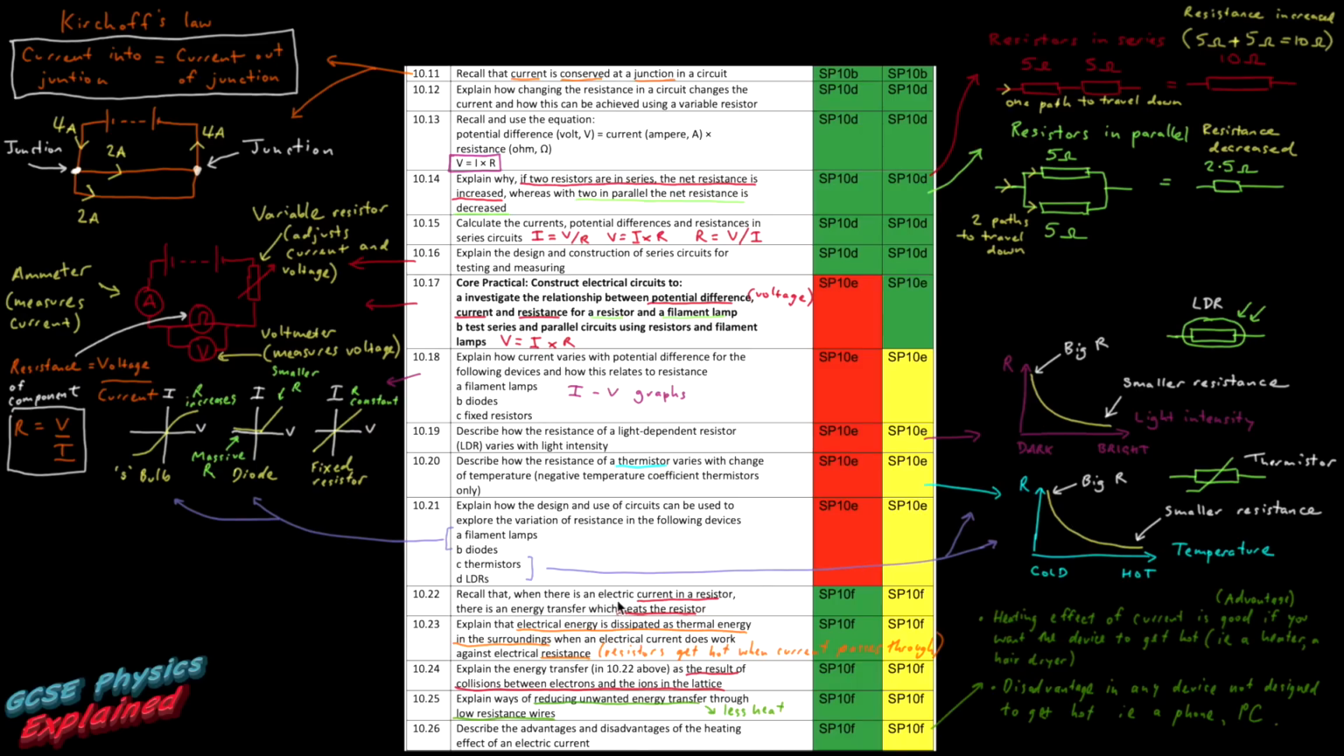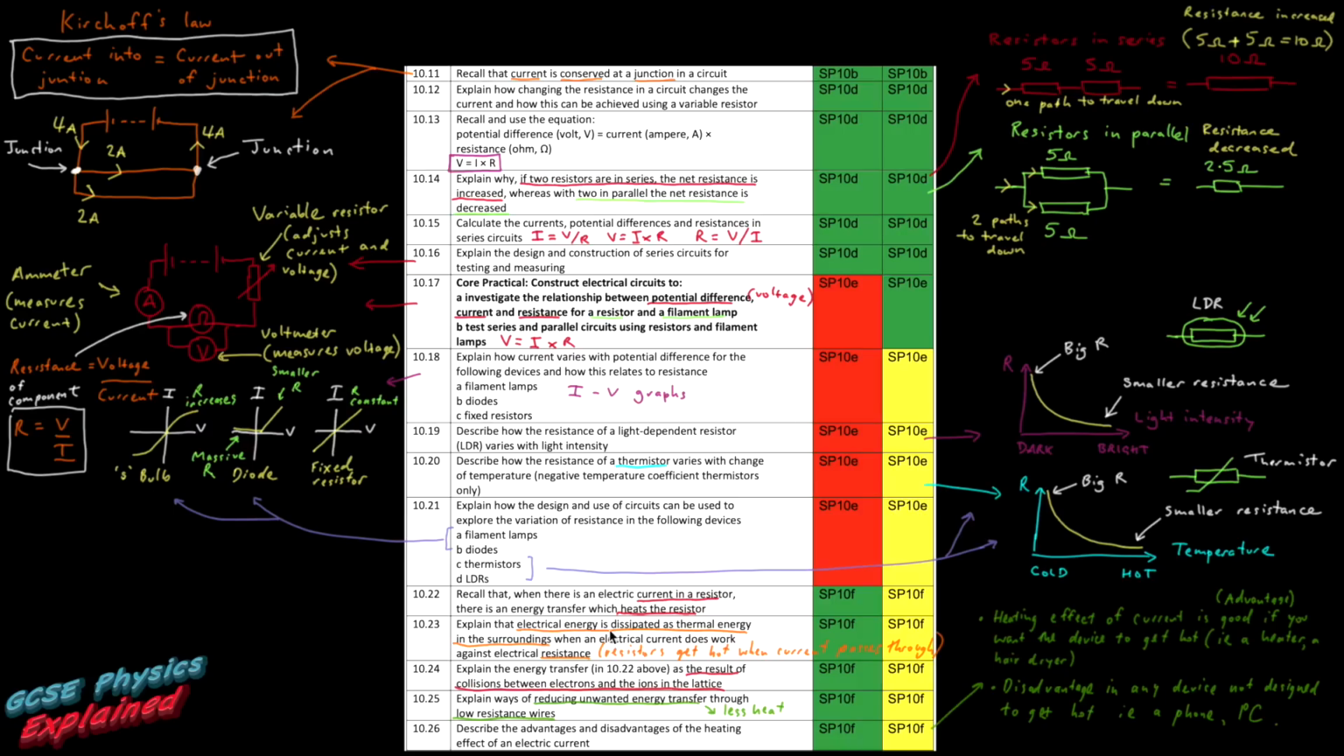Recall that when there is an electric current in a resistor, there is an energy transfer which heats the resistor. So basically, if you put current into a resistor, the resistor is going to get hot. That's all you need to know.